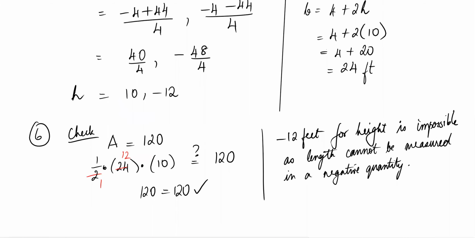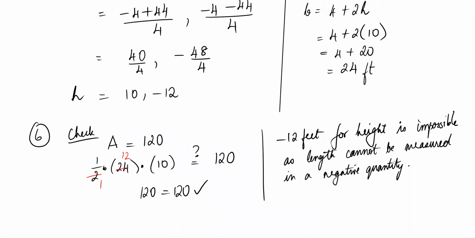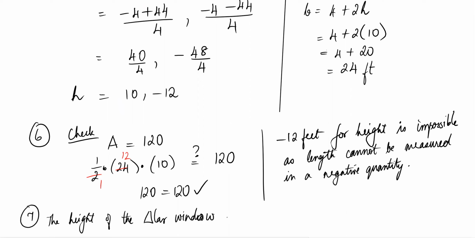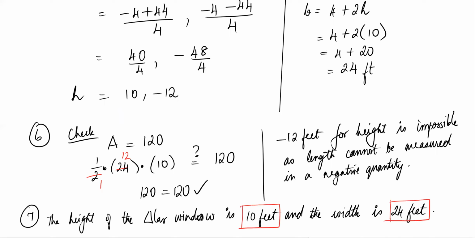And then one last step, we want to conclude. Okay. So let's say the height of the triangular window is 10 feet and the width is 24 feet. That helps us to conclude the answer with the number and the unit that goes with it.